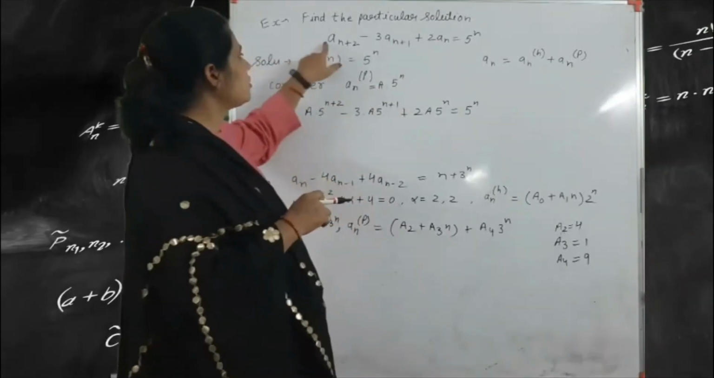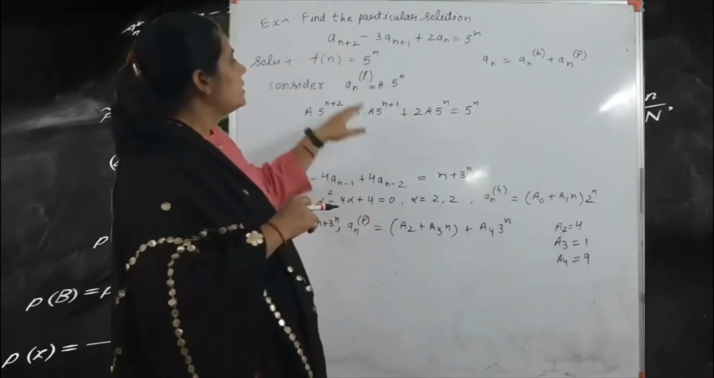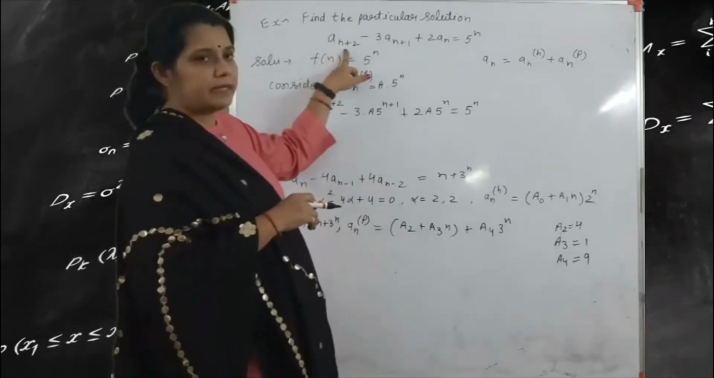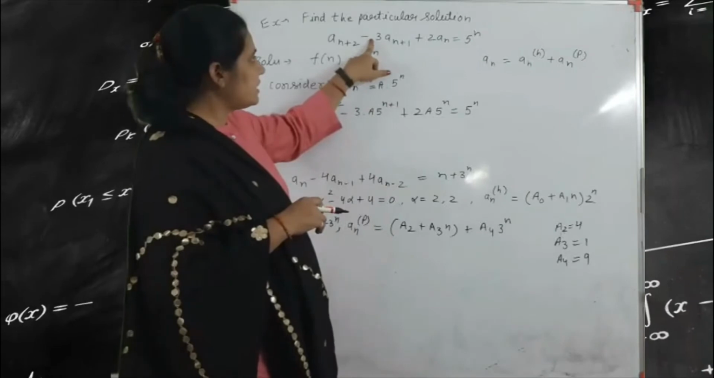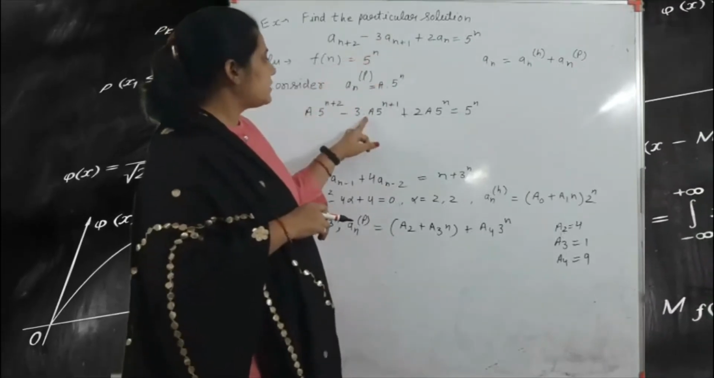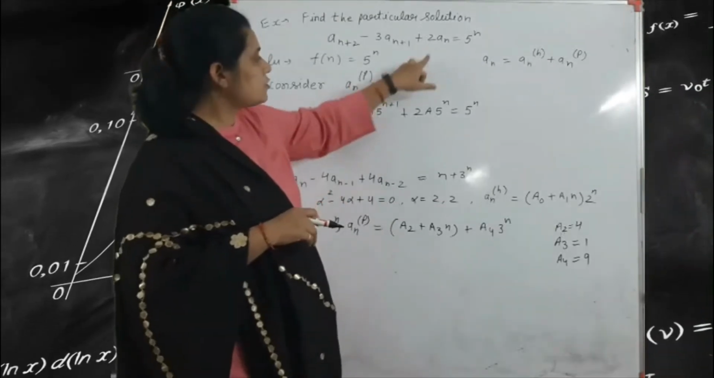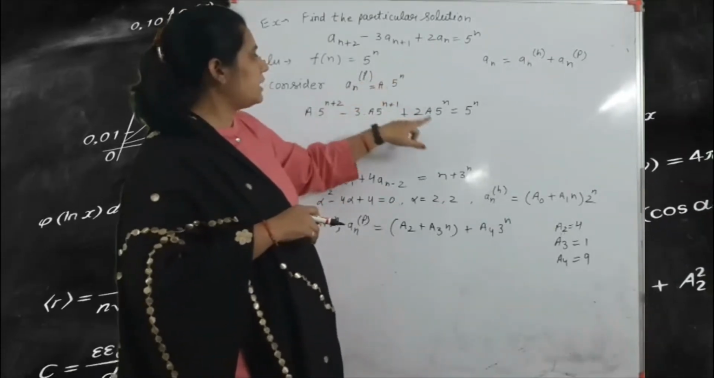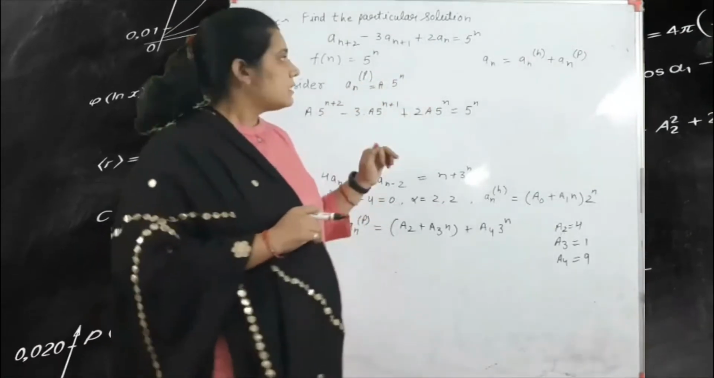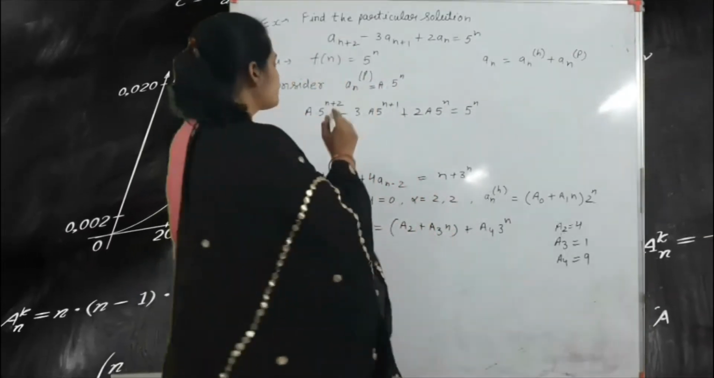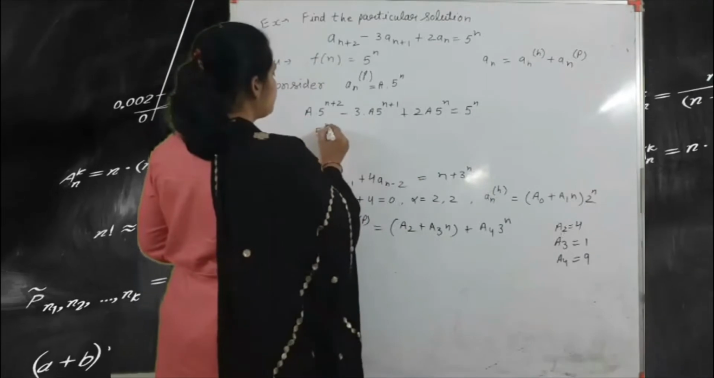Here our question has a_(n+2), that means A times 5 raised to the power n plus 2, minus 3a_(n+1), that means A times 5 raised to the power n plus 1, plus 2a_n, that is A times 5 raised to the power n, is equal to the right-hand side, 5 raised to the power n. So here we take 5 raised to the power n common.